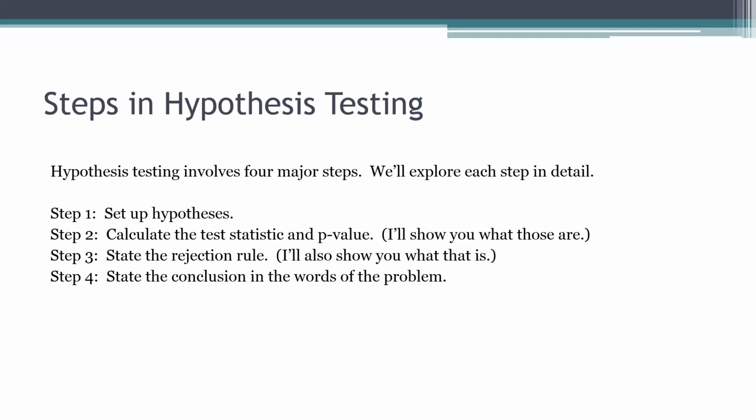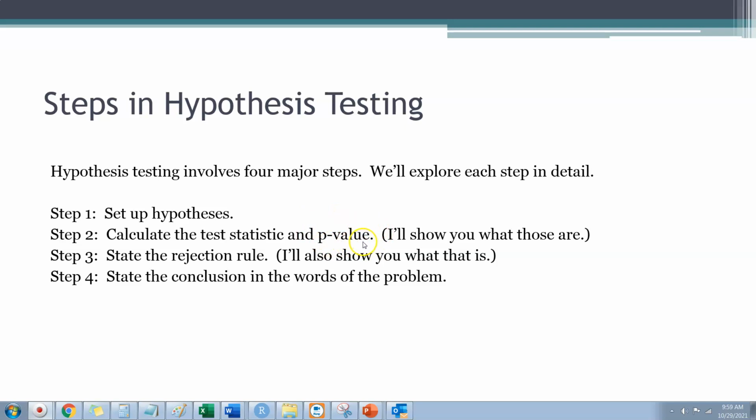All right, so the steps in hypothesis testing. Every hypothesis test we're going to do the whole rest of the semester has these 4 steps. And I know you don't know these terms yet, so we're going to go through and I'll explain what each one of these things mean. So the first thing you're going to do is you're going to set up your hypotheses. And the next thing you're going to do is you're going to calculate something called the test statistic and something else called the p-value.